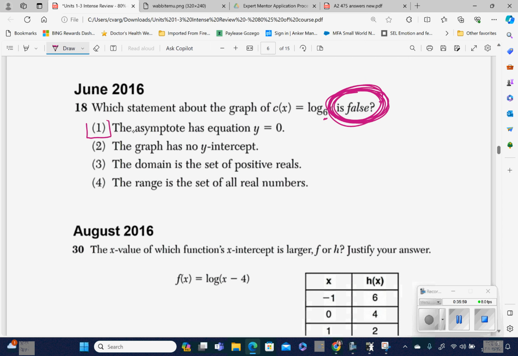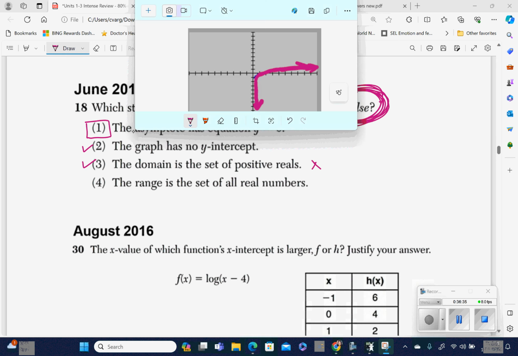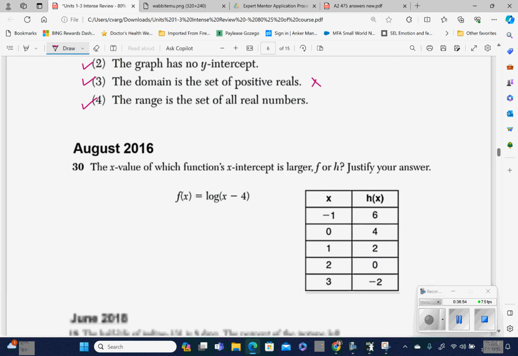So that is true. The domain is the set of positive reals. Domain is your x values. So if you take a look at this, yeah, our x's are all positives, right? It doesn't go to the negative side at all. So that is true, okay? The range is the set of all real numbers. Let's check that. Yeah, the range is y. It goes all the way down and it keeps going up, up, up. If I'm being dramatic, it's going to go something like that. So that is true, right? Any y value can be part of our solution. So the only one that's wrong is the first one.